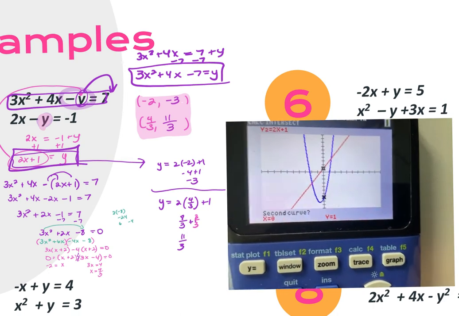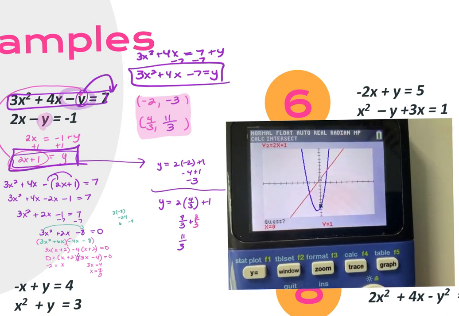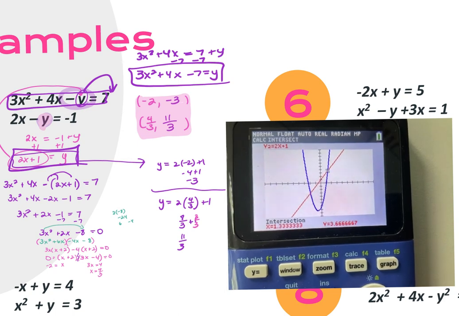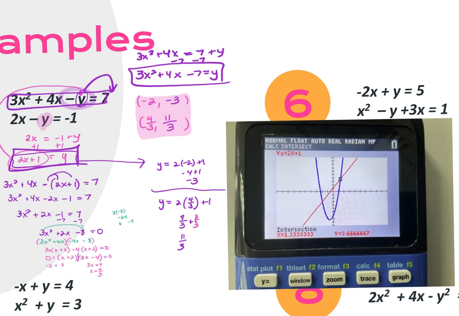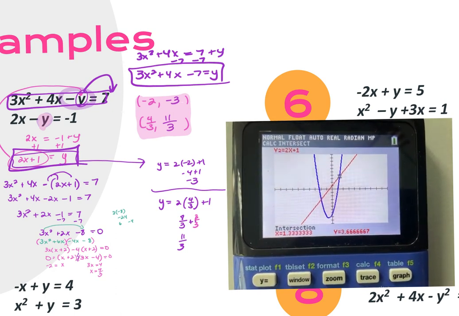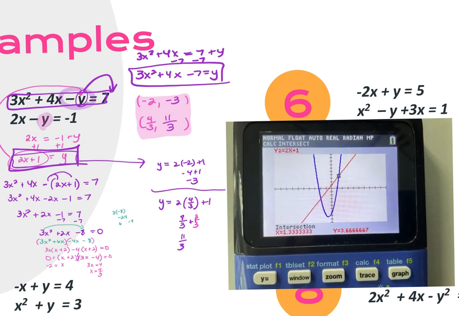I'm going to pick the blue one as my first curve. Second curve is the red one, that's fine, hit enter. And then it says guess, and I hit enter again. And it's going to bring me to my first point of intersection. Now that is 1.3 repeated, or 1 1/3, which is my 4 thirds. And then 3.6 repeated would be 3 2/3, which is my 11 thirds.